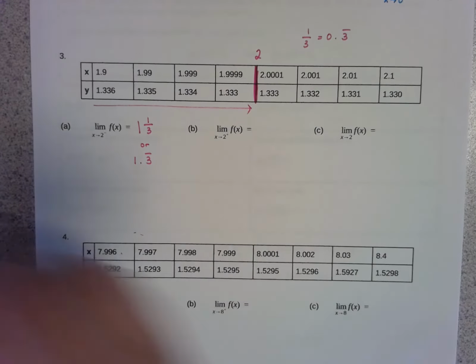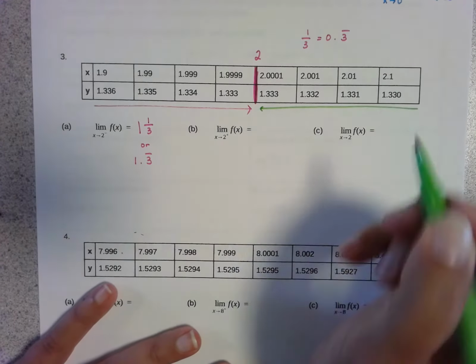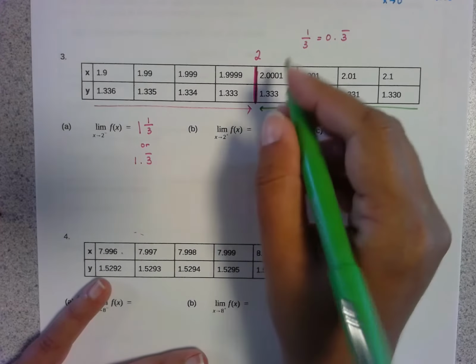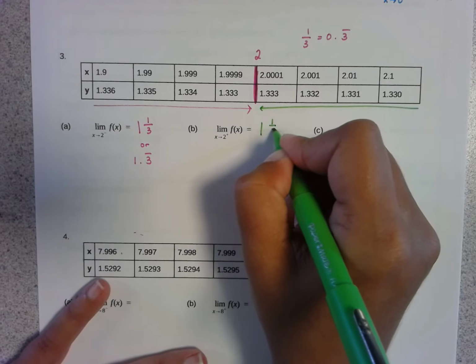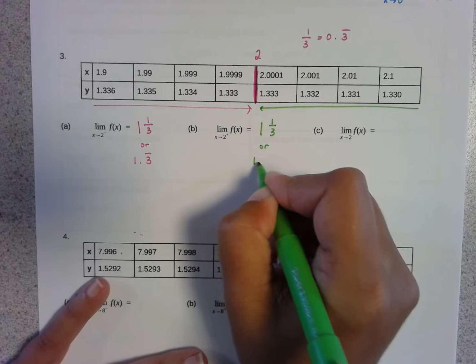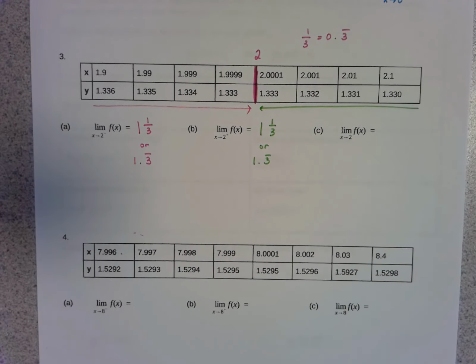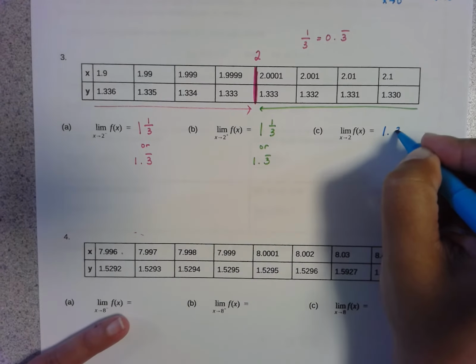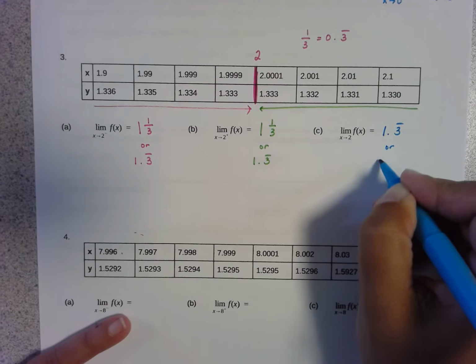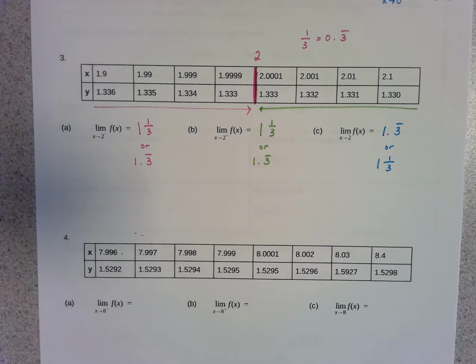Now on the right side, if we approach the middle of the table, we've got the same kind of pattern going on. So I would say 1 1/3 or 1.3 repeating, which means that the two sides do agree. So my two-sided limit would be 1.3 repeating or 1 1/3.